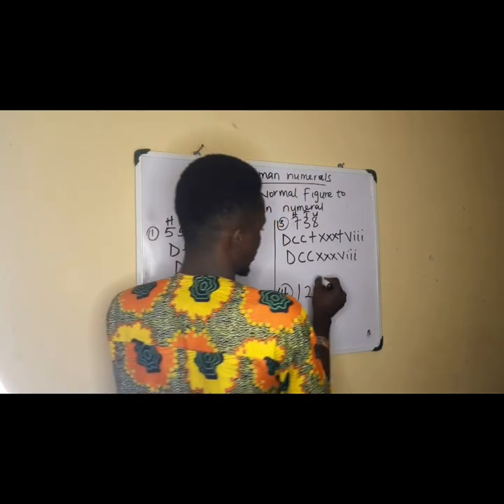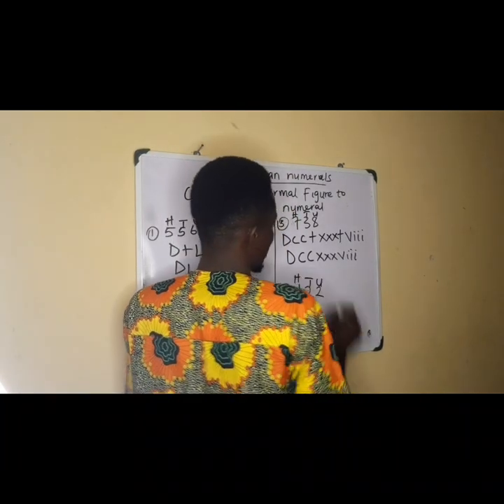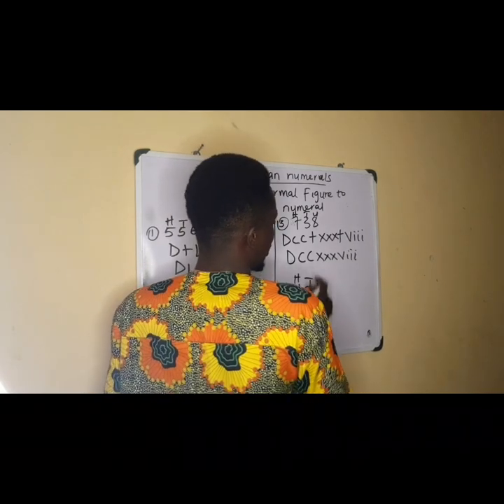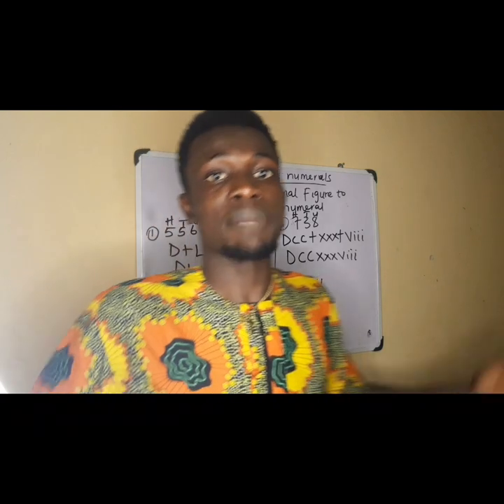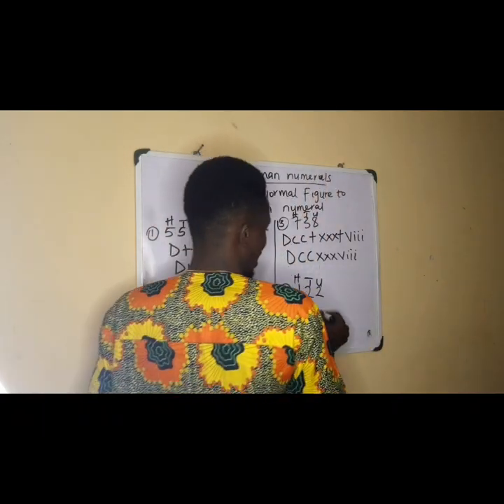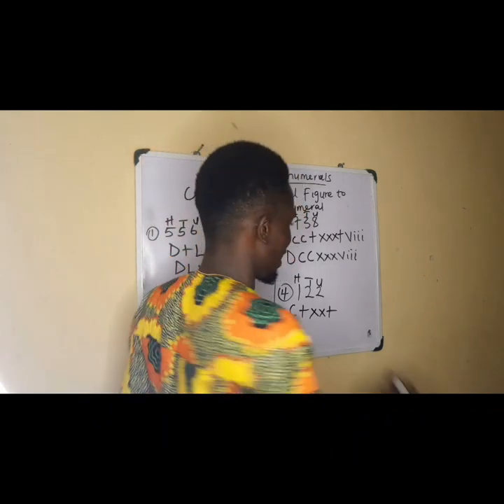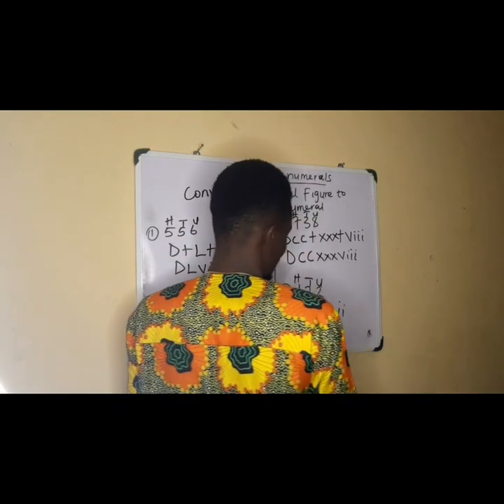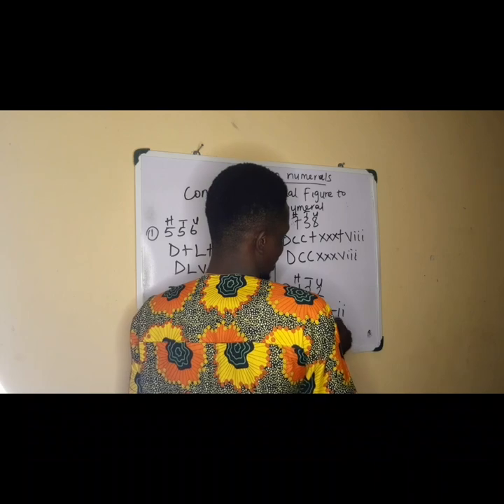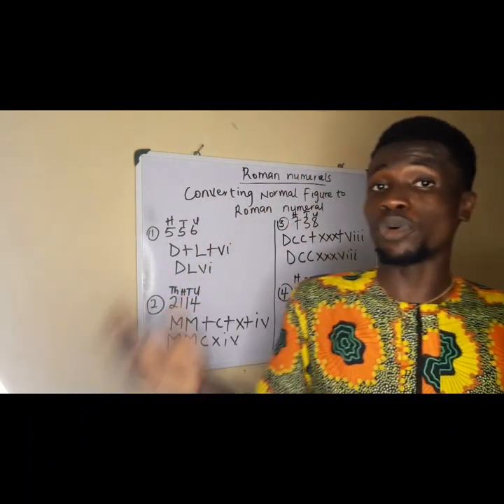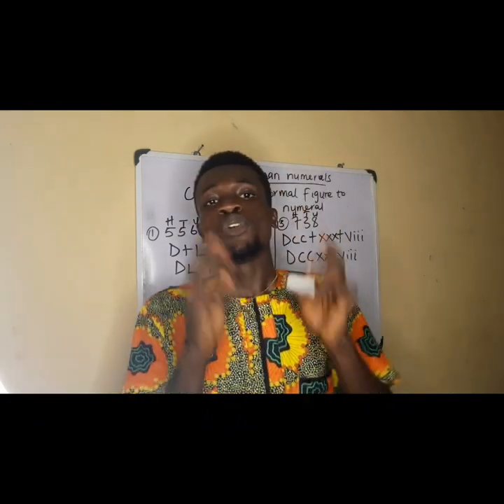Then lastly we have this. So we represent units, tens and hundreds. Under hundreds we have 1, so we write just 1 C, plus, under tens we have 2 tens, which is the same thing as 20. So 20 means XX. Then lastly we have what? Units, which is 2. 2 means II. So that is it. So we have CXXII. So this is simply how you can convert from your normal figure, whole number figure, to Roman numerals.